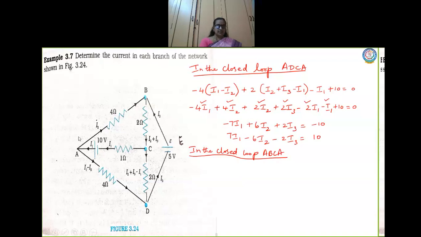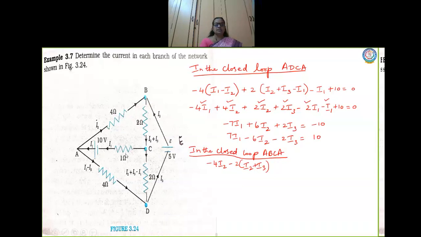Now here it is I2 into 4, so I have minus 4 into I2. Okay? Because the actual current and the assumed current are in the same direction. Again from B to C you have the current value in the same direction, so here also I have a negative sign. So minus 2 into I2 plus I3. And in the third lead also you have a negative sign because of the same direction.